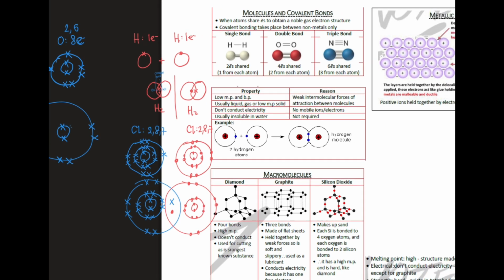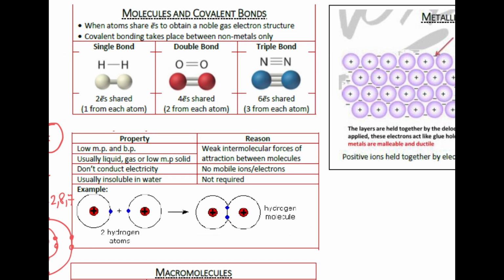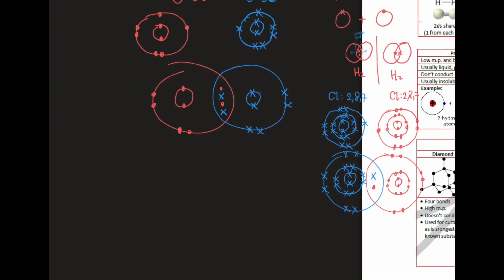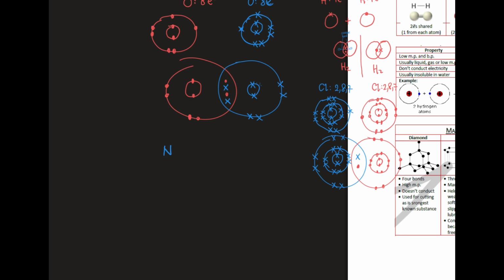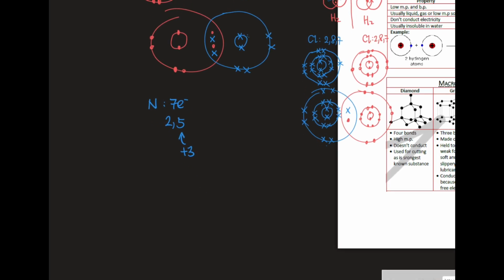Now let's see triple bonds. Nitrogens form triple bonds. A triple bond means they share 6 electrons. How do we know nitrogen is able to form a triple bond? You need to know that nitrogen lacks 3 electrons. Nitrogen has 7 electrons, which is 2, 5. So you need to add 3 more electrons to become octet. Lacking 3 electrons, they will share 3 pairs of electrons in between. So lack of 3, triple bond. Lack of 2, double bond. Lack of 1, single bond. We can easily think in that way to understand it.